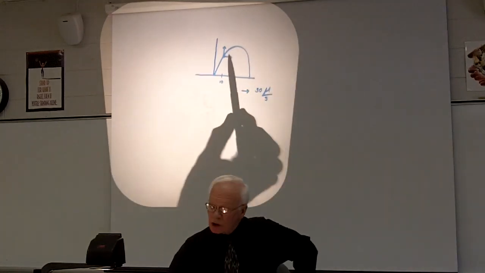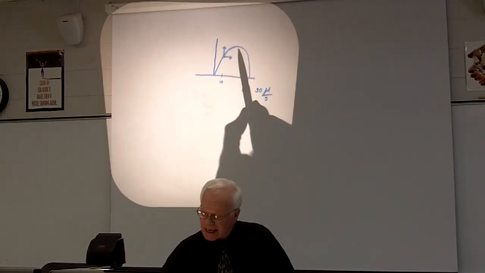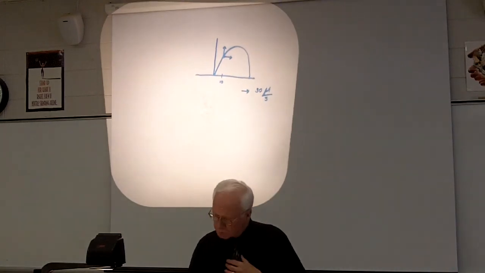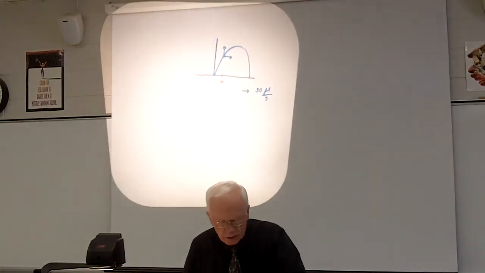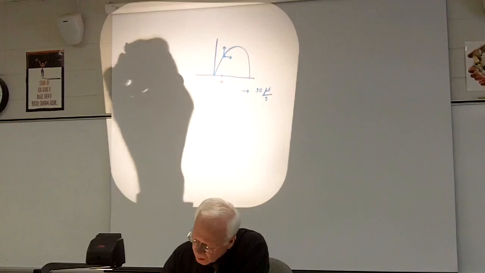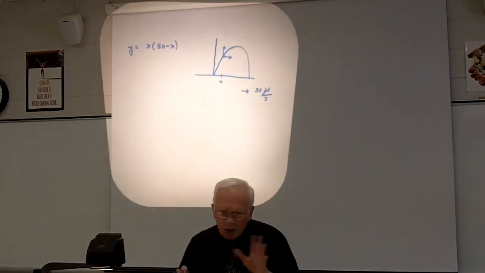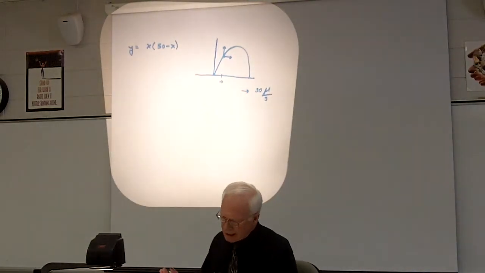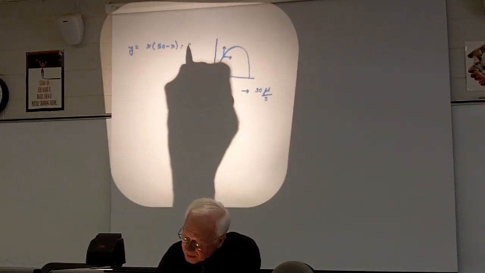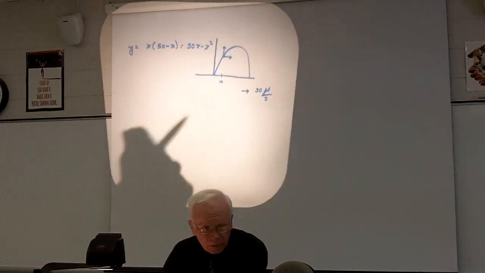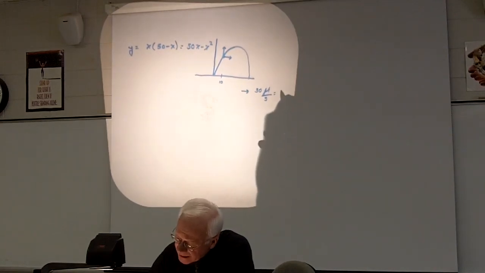Now, this one's going at a constant rate. This one is changing because of gravity. It's going to stop here, and then it starts going the other way. Now, he gives us a very nice little function. Y equals x times 50 minus x. Very friendly little function, and this will generate this curve, which is 50x minus x squared. Now, this thing right here is known as dx dt.